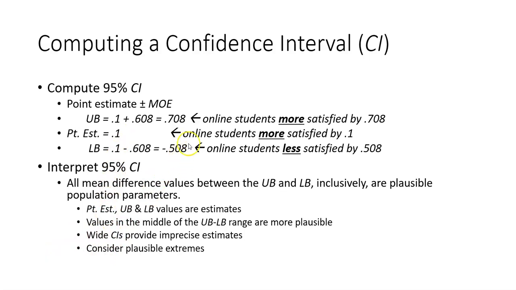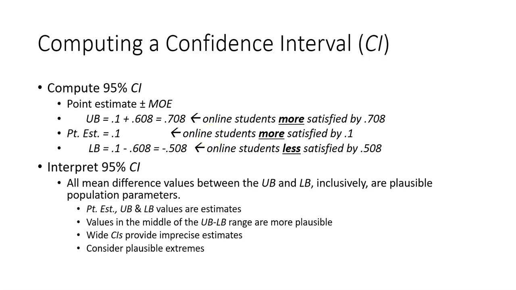Another thing to keep in mind is that very wide confidence intervals mean that you shouldn't be extremely confident when you interpret your results. Look at this, right? There's a very wide range. The upper bound tells you that the online students might be 0.7 more satisfied. The lower bound tells you something almost the opposite, that they would be 0.5 less satisfied. So if all of those and everything between those is plausible, you shouldn't be overly confident in your results.